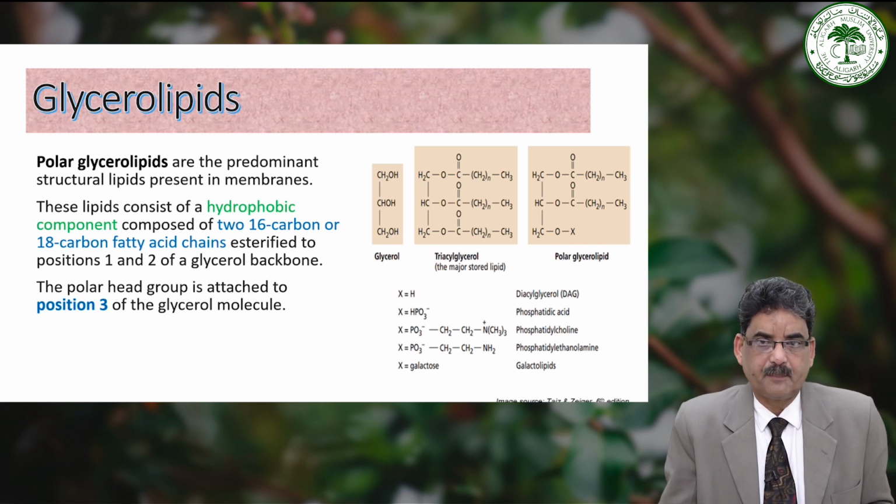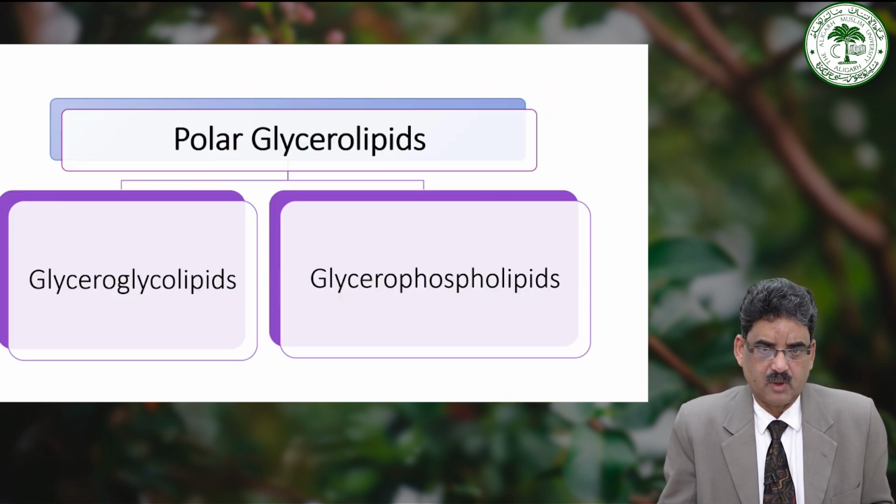Glycerolipids. The primary structural lipids found in the membranes are polar glycerolipids, as depicted in the figure. These molecules feature a hydrophobic section comprising 16-carbon or 18-carbon fatty acid chains, bonded to positions 1 and 2 of a glycerol backbone. Meanwhile, the polar head group is linked to position 3 of the glycerol molecule.